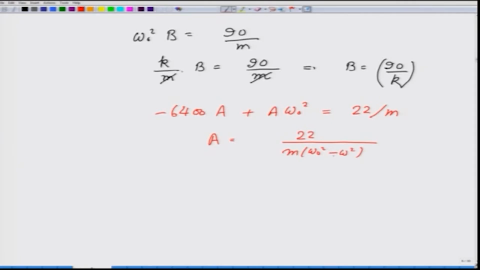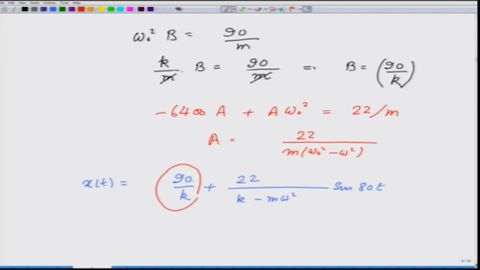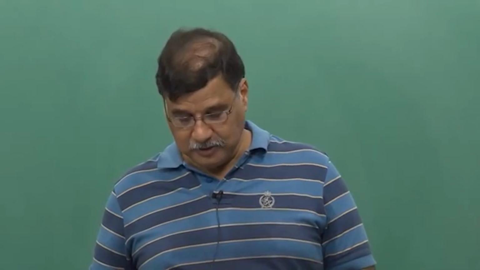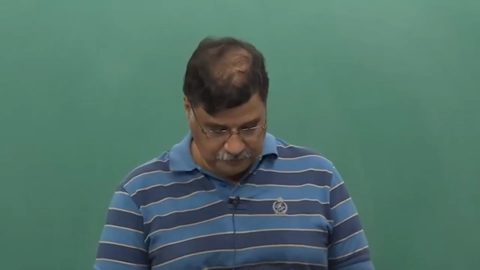So, I have gotten B and A, and therefore, my solution for x t is equal to 90 over k plus 22 over m omega 0 square is nothing but the coefficient k minus m omega square sine of 80t. And what you are given in the problem is that this term is 50 millimeters and this term is 0.5 millimeters. The rest of the solution goes as I did earlier. So, I have shown you mathematically also how what I did earlier follows.